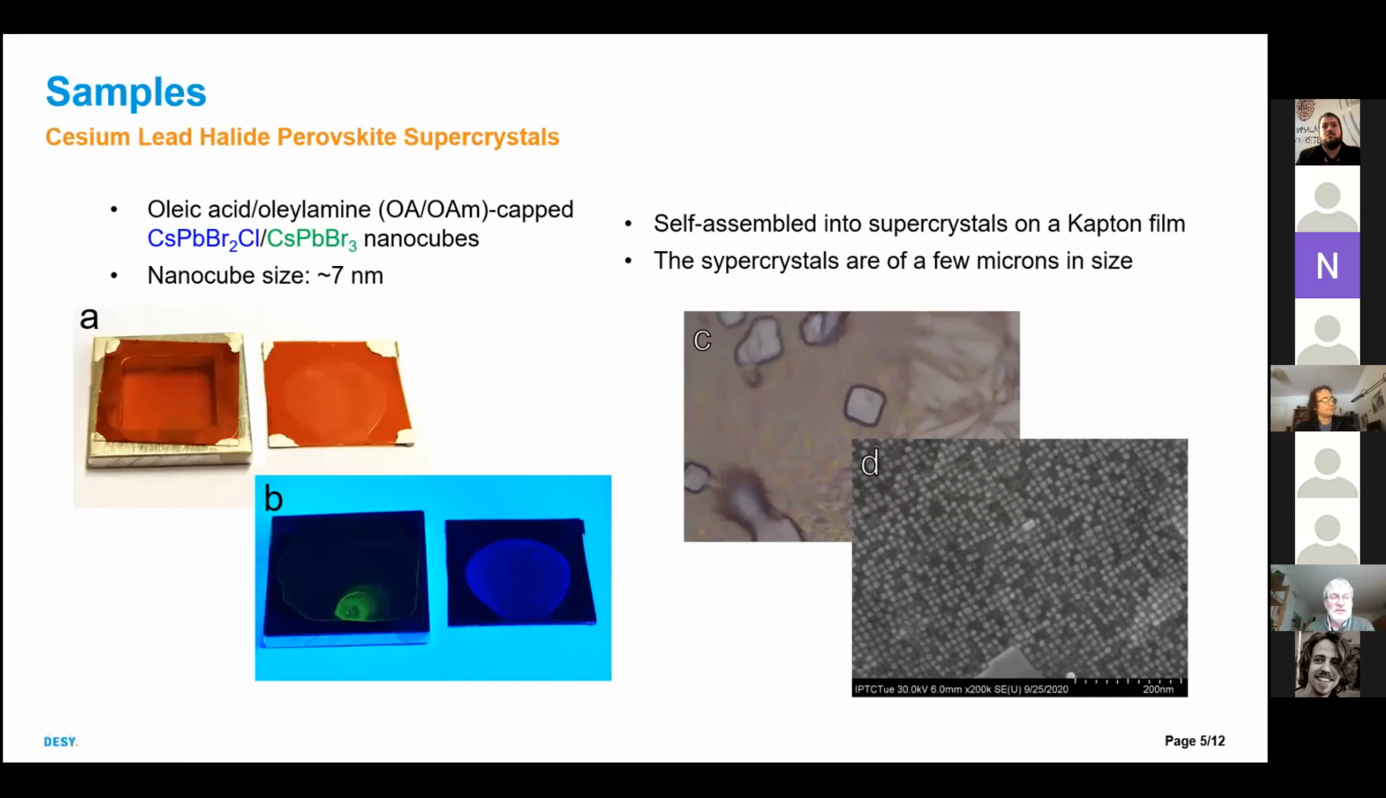What we studied in this work were very specific nanocrystals: so-called caesium lead halide perovskite supercrystals. In laser light they have different colors, so one of them is blue, like here, and one of them is green, like here. The nanocube size is about 7 nanometers, and they are self-assembled into supercrystals on a Kapton film. That was done specially for X-ray measurements. And the supercrystals are a few microns in size, as we talked about already.